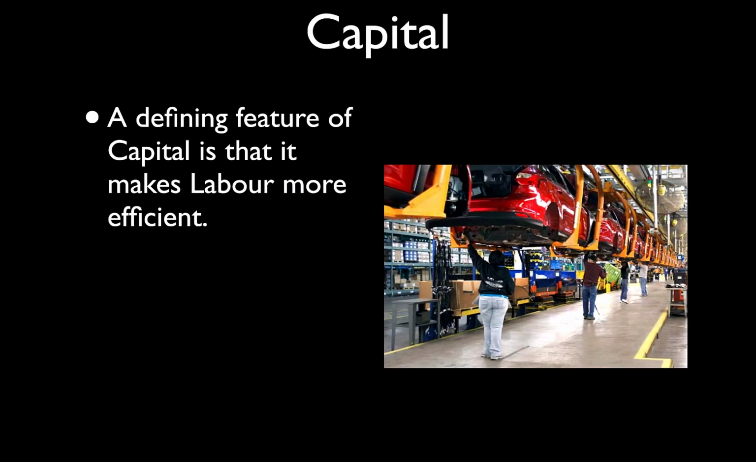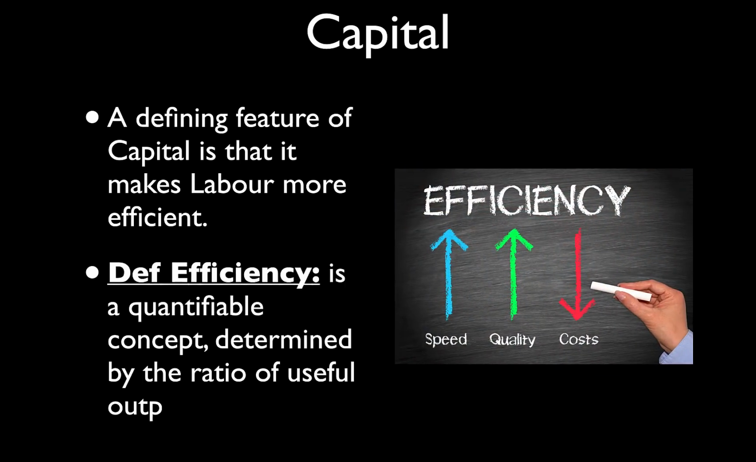Now, a defining feature of capital is that it makes labour more efficient. Well, that's absolutely cracking, but what does efficiency mean? So again, another definition, you've got to learn it off, word perfect, make sure we do that. Efficiency is a quantifiable concept. It can be measured, determined by the ratio of useful output to total input. Now, what does that mean? Essentially, this is what it means.